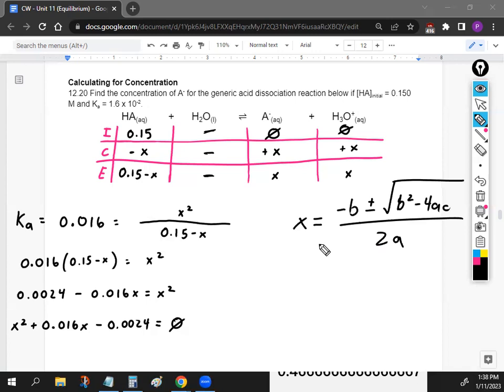X equals negative b plus or minus the square root of b squared minus 4ac all over 2a. It's out of tune, but oh well, you get the general idea, okay? No, I don't want to tune it. I've embarrassed myself enough. Of b squared minus 4ac all over 2a.